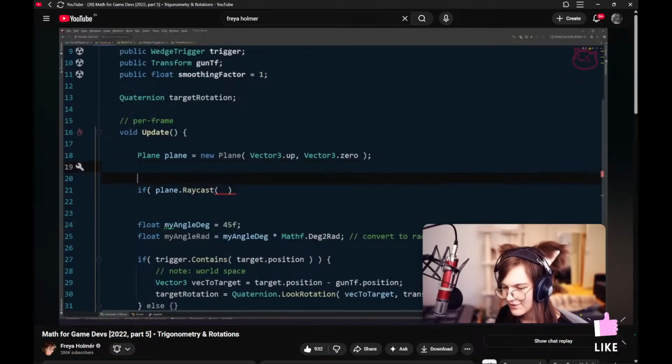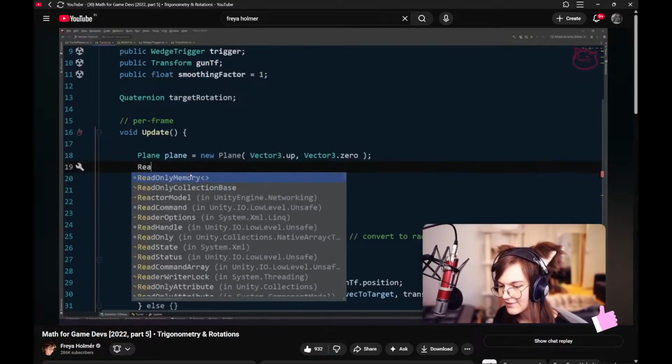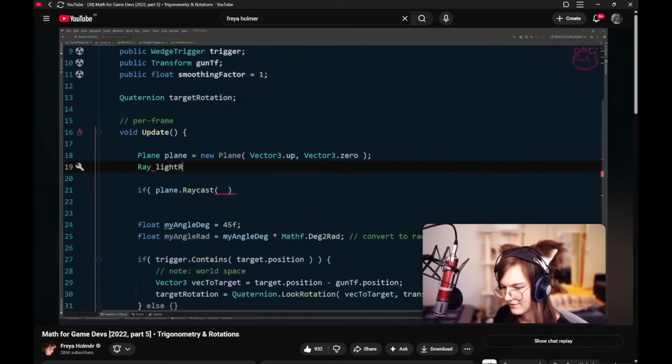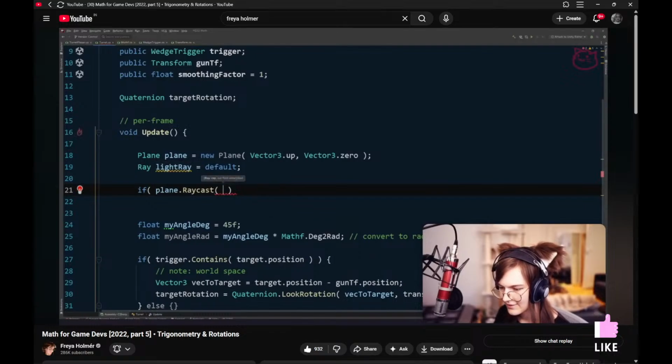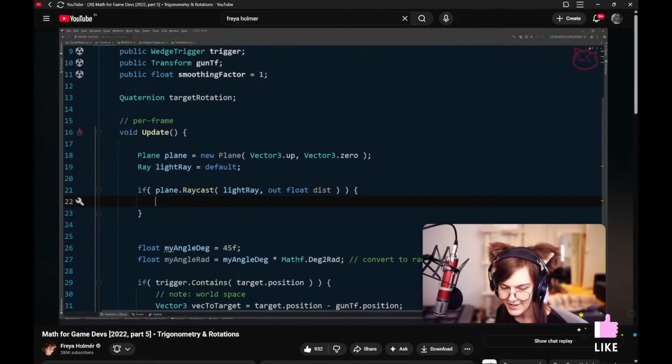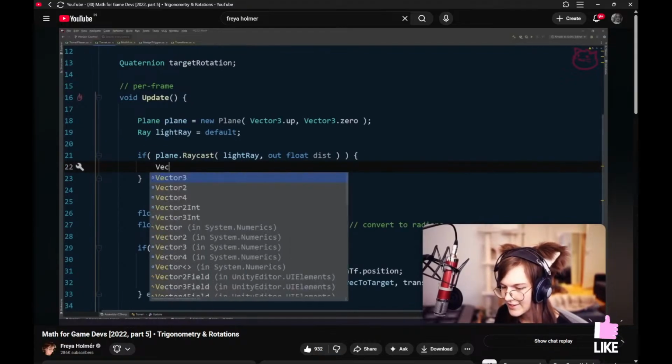So generally you would have some sort of initial light ray, ray light. And then you raycast using your ray, and you get the distance along the ray out of it. So then the intersection point.